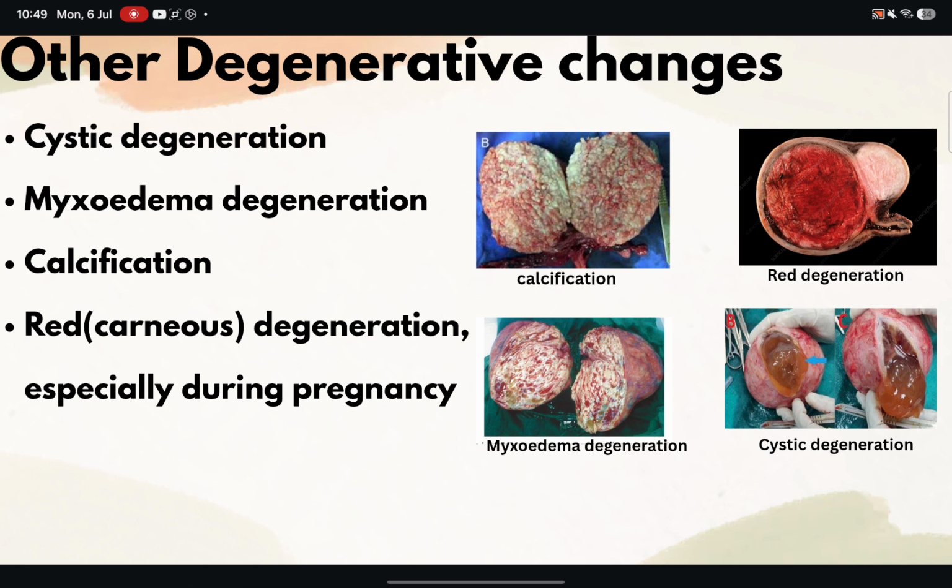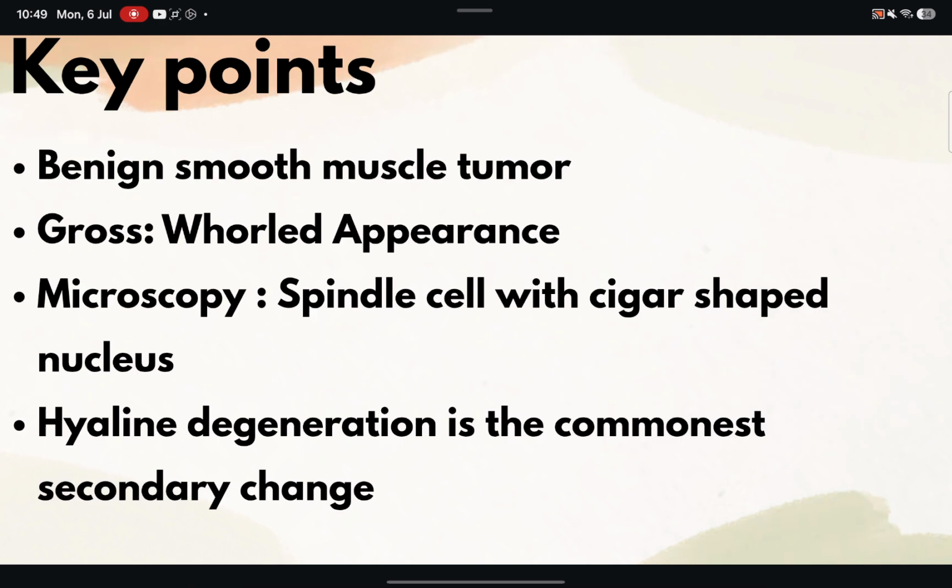Key points: leiomyoma of uterus, or uterine fibroid, is a benign smooth muscle tumor. Grossly, it shows a whorled appearance. Microscopically, spindle cells with cigar-shaped nuclei are seen. Hyaline degeneration is the most common secondary change.